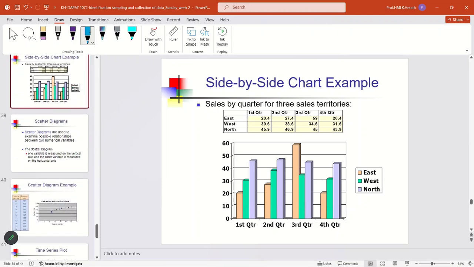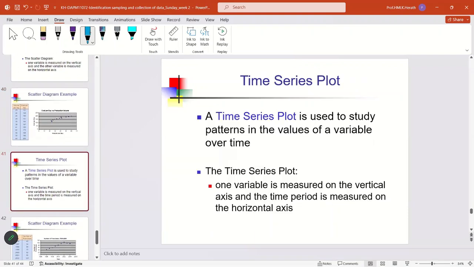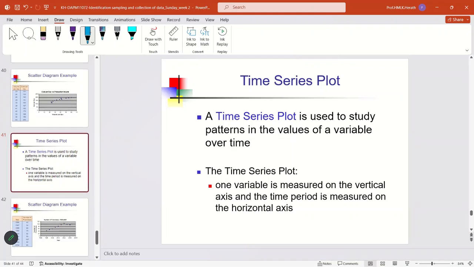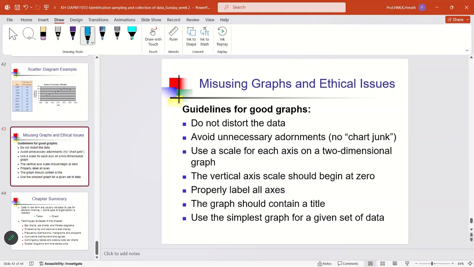In addition, we will use scatter diagrams to show the relationship between 2 continuous variables, right? So this is called a scatter diagram. And the time series plot is a plot where we take the values in the y-axis and the time in the x-axis. So this is called a time series plot.